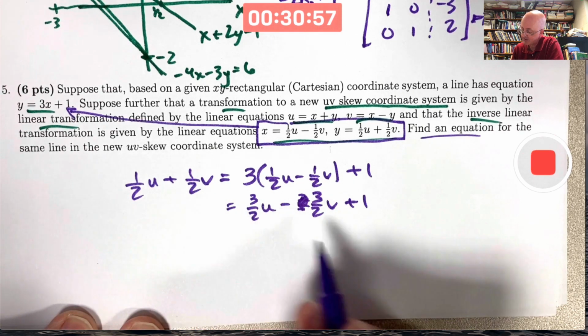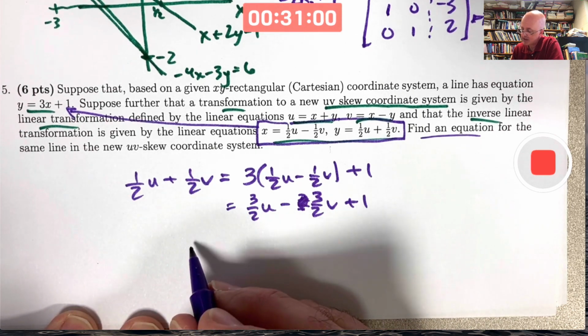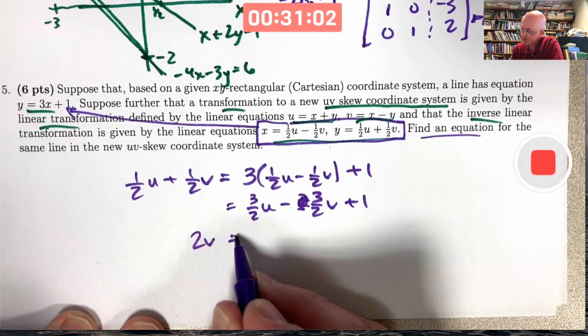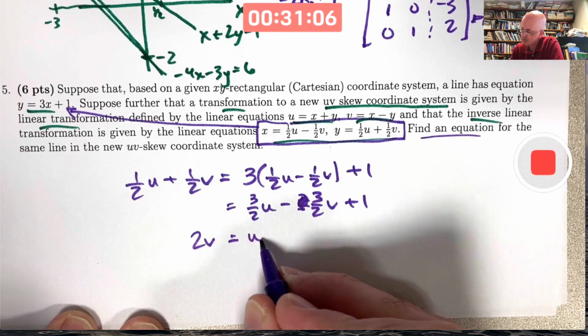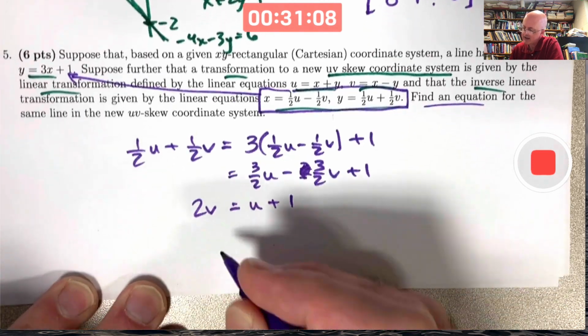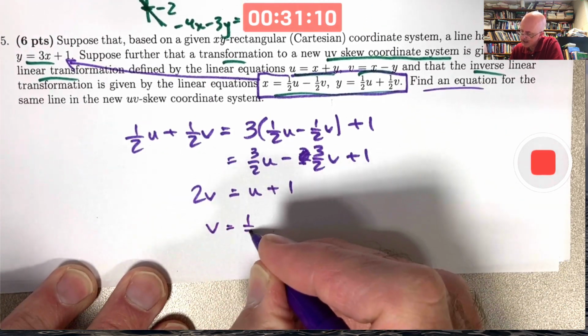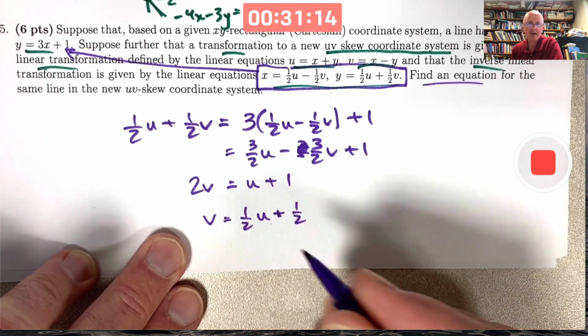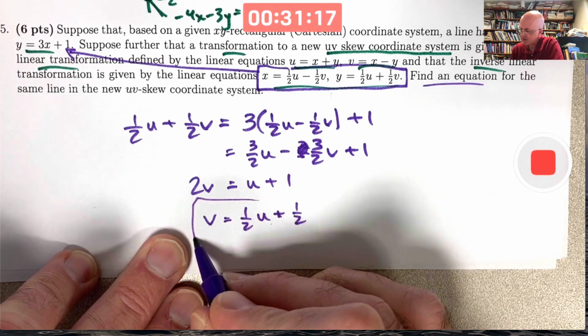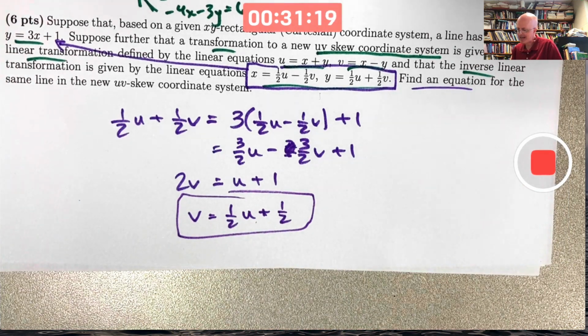3 halves v plus 1 half v is going to be 2v. And I'm going to subtract 1 half u from both sides. 3 halves u minus 1 half u is just u plus 1. Now just divide both sides by 2 and get v is 1 half u plus 1 half. A different equation, but still fairly simple if I have not made any mistakes. So I'll try to put an annotation if I make mistakes. Hopefully this is good here.